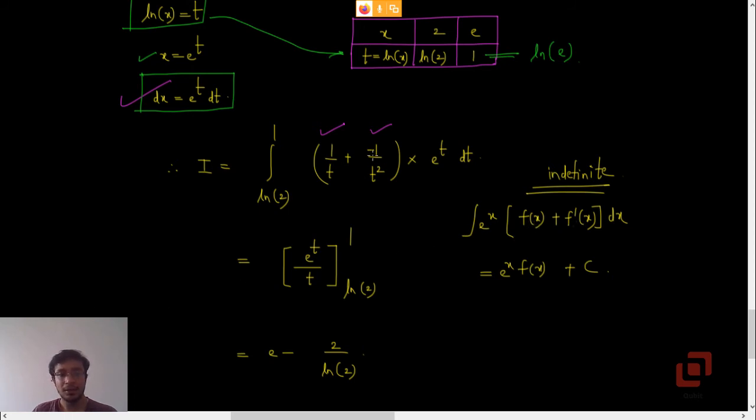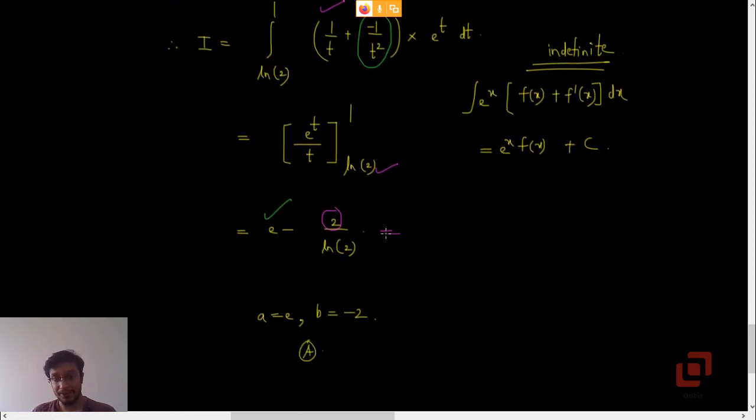Clearly negative 1 over t squared is the derivative of 1 upon t, so the integral will be e to the power t upon t. Now substitute the limits. Upper limit is 1, so it will be e upon 1, so e. Lower limit, log of 2, e to the power log of 2 is 2, and t, so log of 2. This is our final answer of the integral.